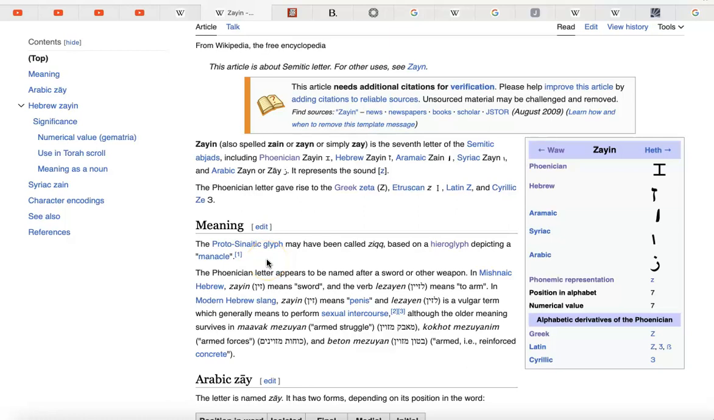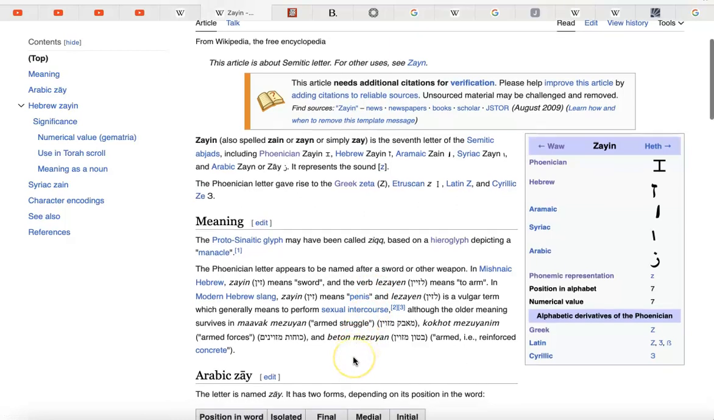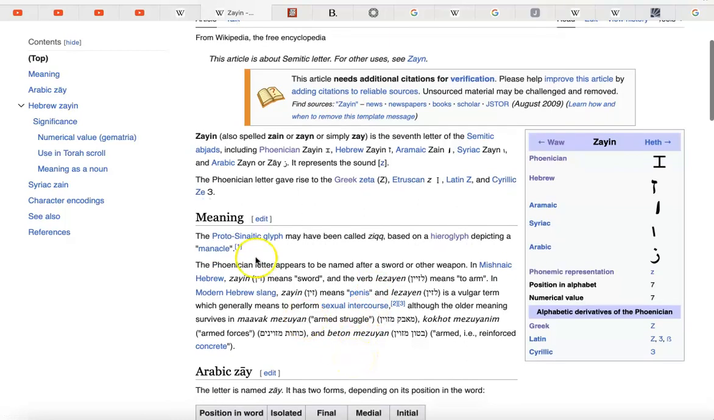Well, for our purposes, we're not talking about the manacle. We're talking about the axe, and they don't really mention it on this Wikipedia page, but the Phoenician letter appears to be named after a sword or other weapon. Okay, I got annoyed with this last time, and I'm annoyed with it again. Why won't you say axe? In Mishnaic Hebrew, zayin means sword, and the verb lezayin means to arm. In modern Hebrew slang, zayin means penis, and lezayin is a vulgar term which generally means to perform sexual intercourse, although the older meaning... Oh yeah, never mind that.